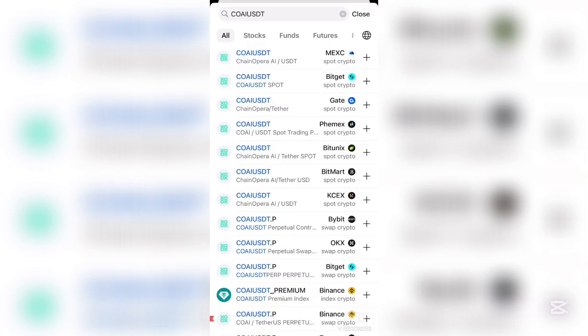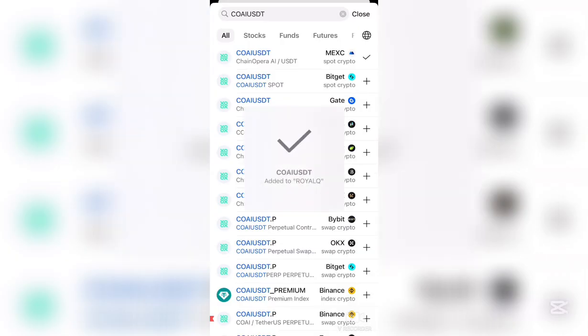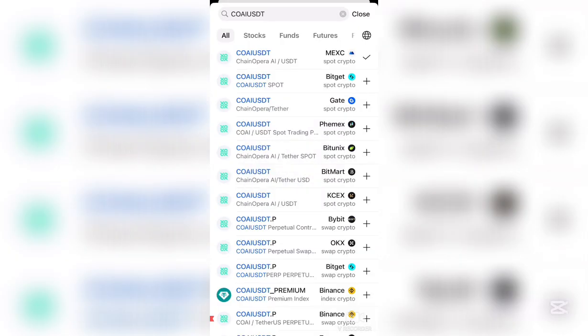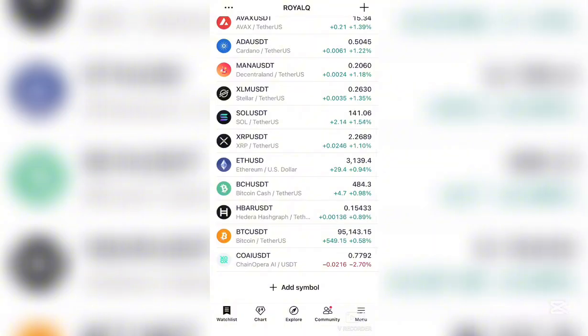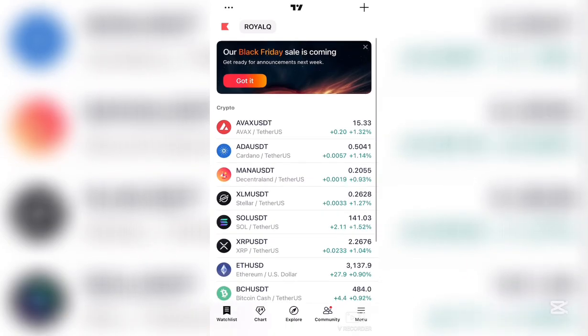Now if you want to add it to your price list, what you do is click on the plus sign attached to the particular exchange you want to add to your watch list. So yeah, I've mentioned MEXC, so you can just click there. You click, good, and it will be added. It has been added. So when you close and you go back, you see COAI has been added to my watch list. So if you are able to follow this same procedure, you should see it there.